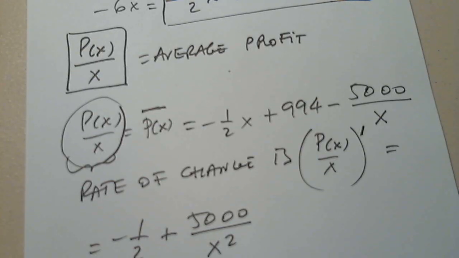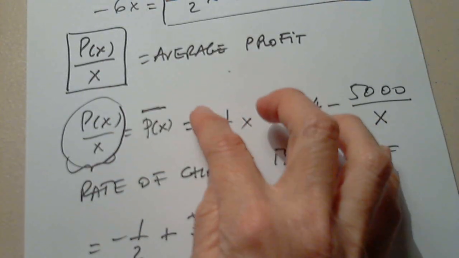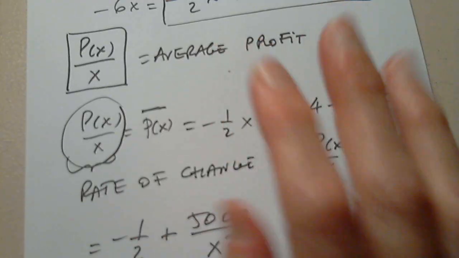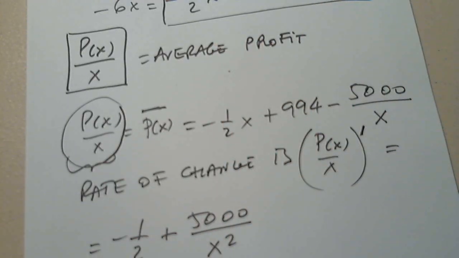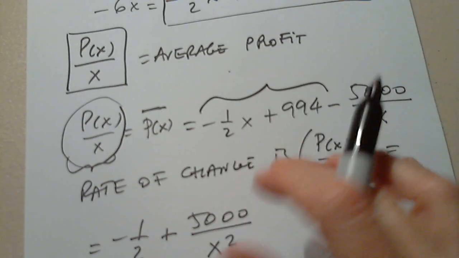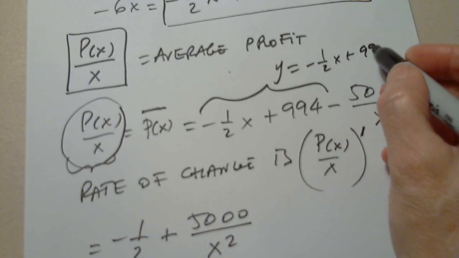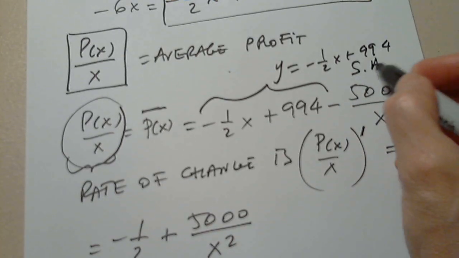Now, the question here is still asking us to find the slant asymptote for the graph of the average rate, and this is the slant asymptote. This one, I will not ask you to find the slant asymptote, but this is the slant asymptote. Just the quotient of the division. So y equals negative 1/2 x plus 994 is the slant asymptote.